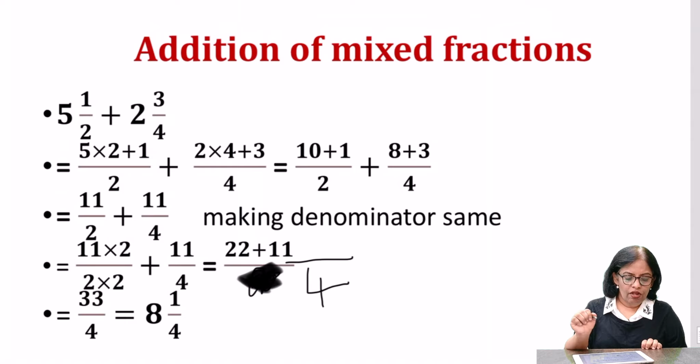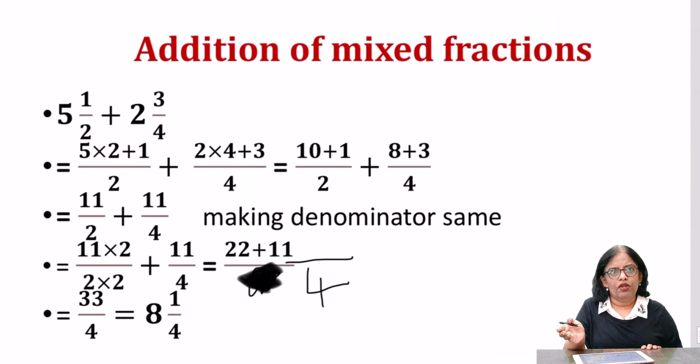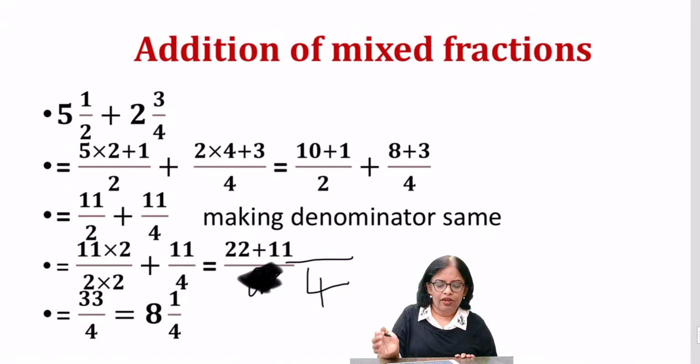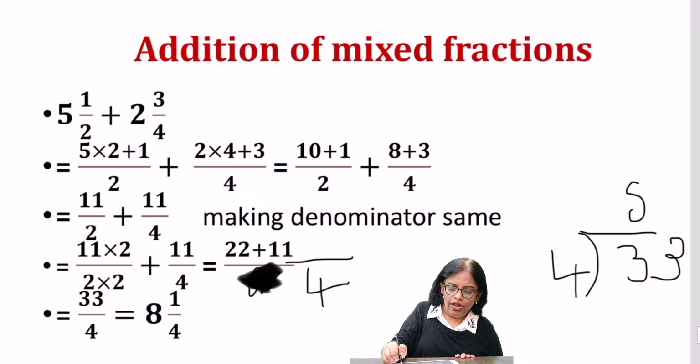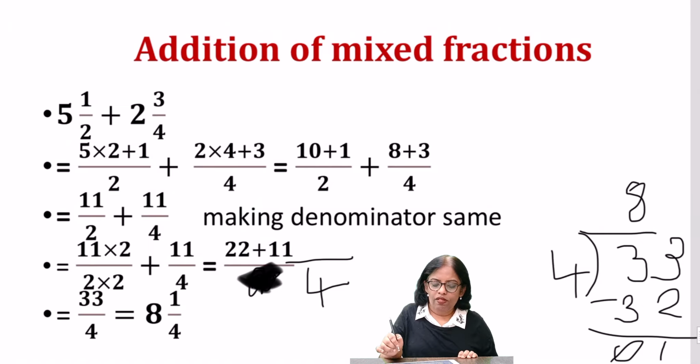Now you can see that if you keep 33 upon 4, it is okay. But if your teacher asks you to convert the answer into a mixed fraction, you have to convert it. And the method is what? Very simple. You already know that I have to divide 33 by what? 4. 4 8s are what? 32. So the answer is 8 as a whole number and 1 upon 4 as the fraction.